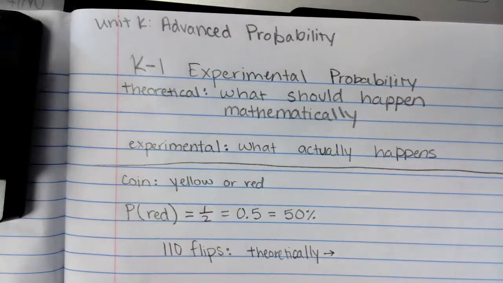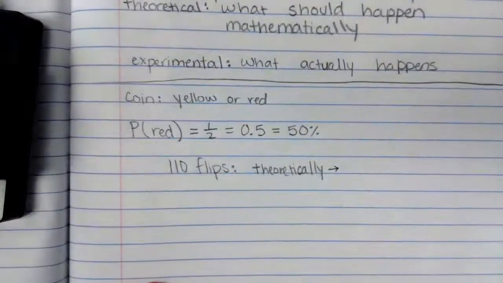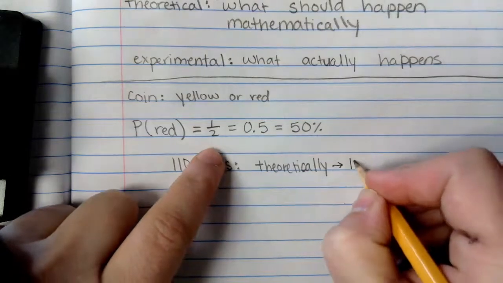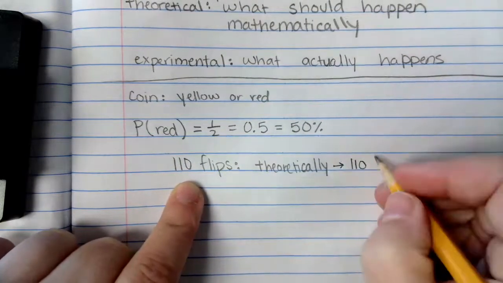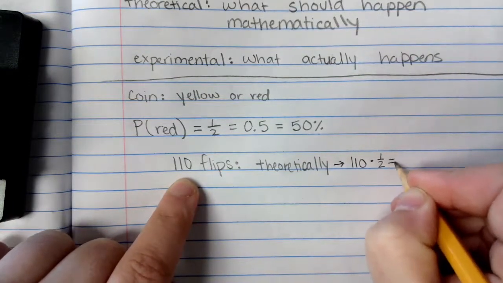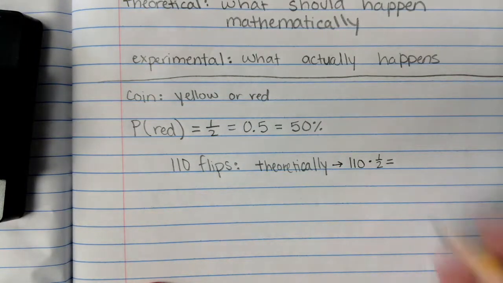Yeah, how did you find 55? Yep, you split it in half. So we would do 110, that's how many times we're all doing it together, times a half. So splitting it in half, similar to dividing by 2 when we have just a fraction with a 1 on the top. So 110 divided by 2 is 55. So as a class, we should get red 55 times.